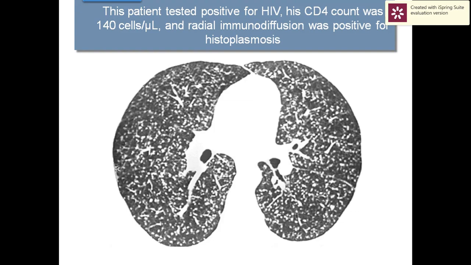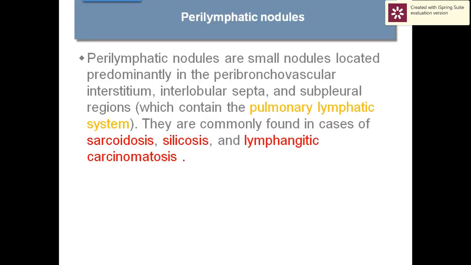This is a CT scan of a patient who is positive for HIV. The CD4 count was 140. The radial immunodiffusion was also positive, so he is also positive for histoplasmosis. This is another picture, also typical for a miliary shadow in a patient with tuberculosis.